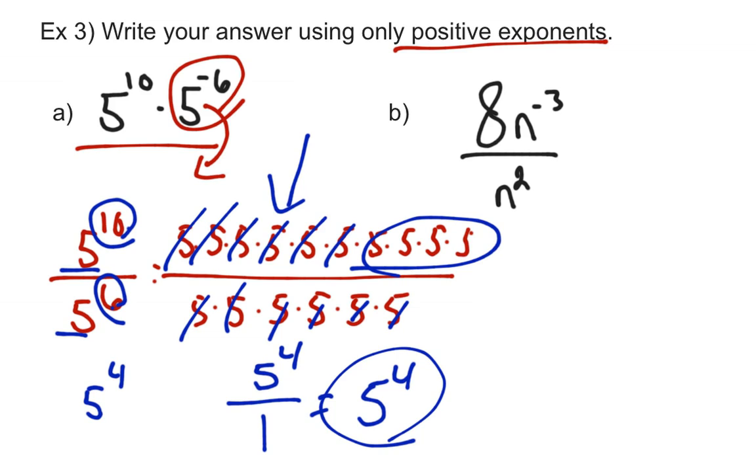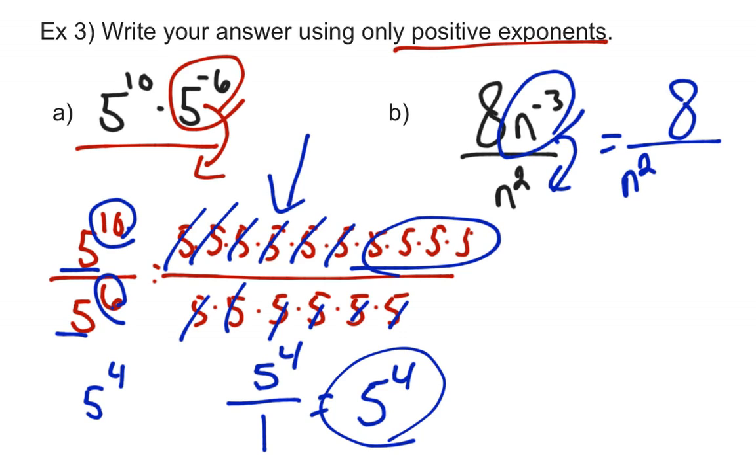Okay, part B. Go ahead and pause it on your own. Give it a try. All right, you're back. So the first thing that I notice, I don't want negative exponents, so that's got to be moved downstairs. So I rewrite. 8 is left on top by itself. On the bottom there was already an n to the 2nd power. Now I have an n, and it became n to the positive 3rd power. So when I moved it downstairs, the negative 3 became positive 3.